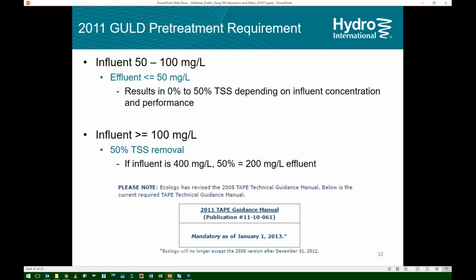Let's say it's coming in at 100 and you achieve the reduction to 50 milligrams per litre. So coming in at 100, going out at 50, you've got a 50% TSS reduction. Now, if it's coming in at greater than 100 milligrams per litre, so you're getting some really dirty water coming in, you're required to get 50% TSS. Okay, so if it's coming in at 400 milligrams and it goes out at 200 milligrams, you've got your 50%. So you see, we're now getting away from that 80% TSS requirement.